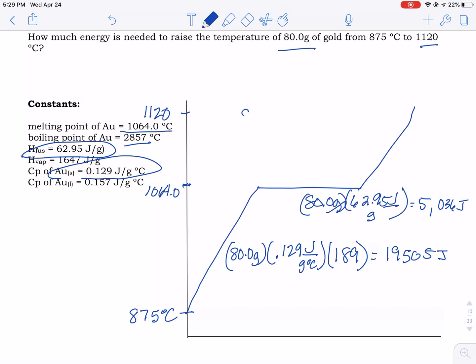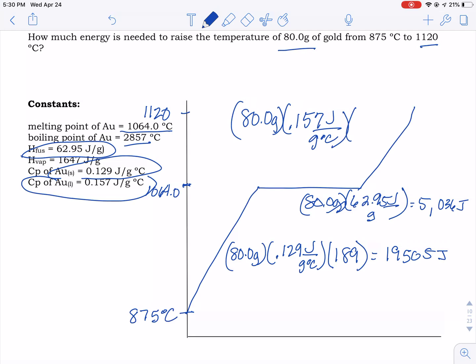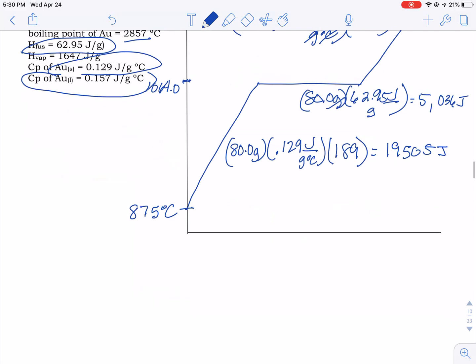Our last segment goes up to 1120. Now we have gold as a liquid. The heat of fusion of gold that is a liquid, or not heat of fusion, the specific heat is 0.157 joules over gram degrees Celsius. And our temperature change is 1120 minus 1064, which is 56. Times 80 times 0.157 is equal to 703.4 joules.